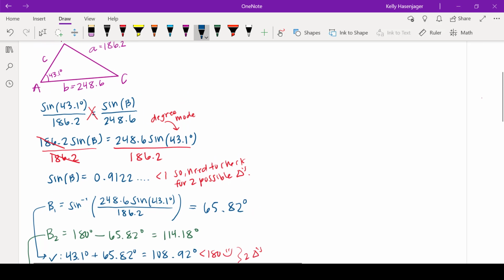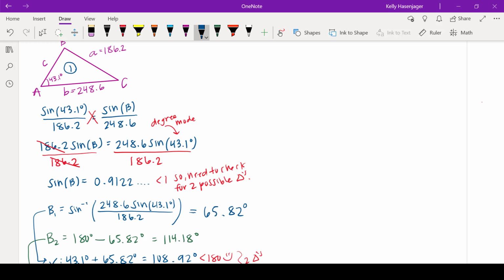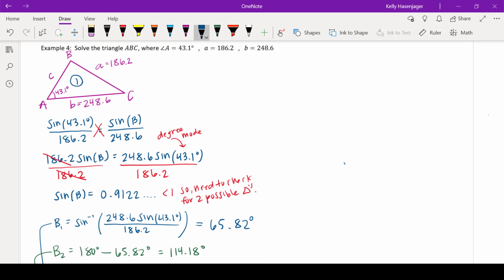So now that we know there's two, let's go ahead and at least solve the first one. We'll label this one triangle 1. And now we have the three given pieces, and also we know that B is 65.82. We have two angles out of the three, so finding that third angle is our easiest task. So let's go ahead and tackle that. We'll have 180 degrees minus our two angles will give us our missing angle. We're going to label it C sub 1 since this is the C value for our first triangle.